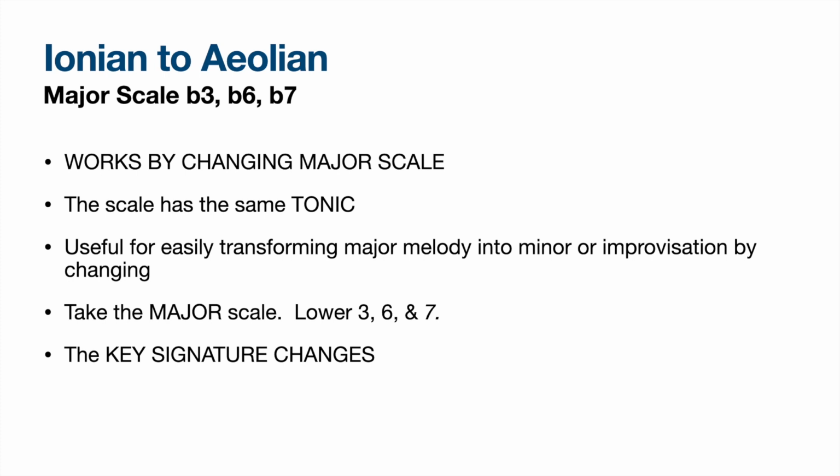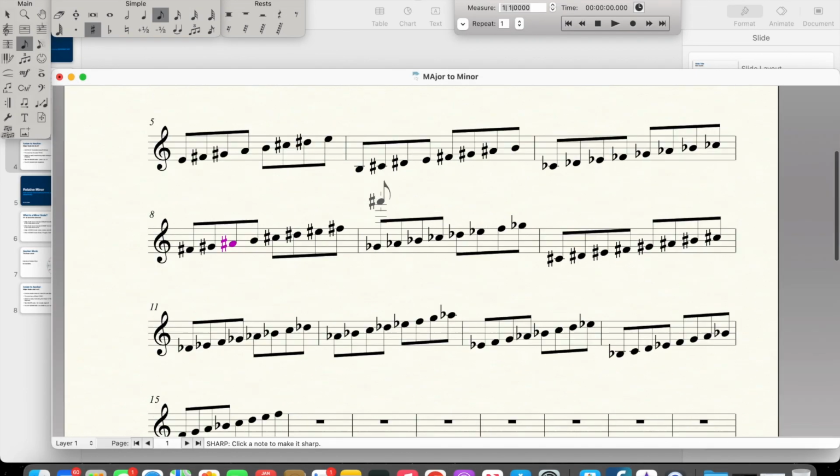All right. So to take the major scale and turn it into Aeolian mode, I'm not going to get into the harmonic minor just yet. You're going to take scale degrees 3, 6, and 7 and lower them. So if they have a sharp, they become natural. If they are natural, they become a flat. If they have a flat, you add another flat. Icky, gross. But that's how this is going to work. The key signature changes. All right. Okay, and I'll walk you through this.